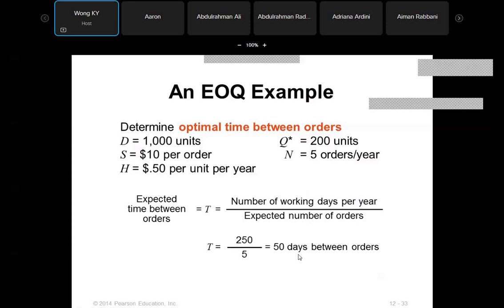Okay, clear? So let's say we order now, and then after the order has arrived, we wait for 50 days. After 50 days, we place the second order. And then after that, we wait for another 50 days, we place the third order. That's the meaning. It means the order has to be placed every 50 days.